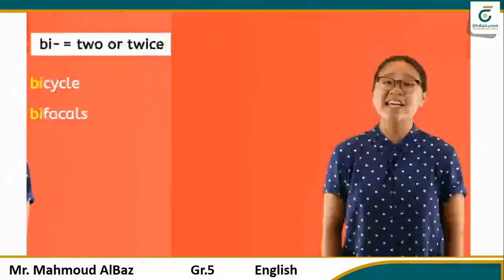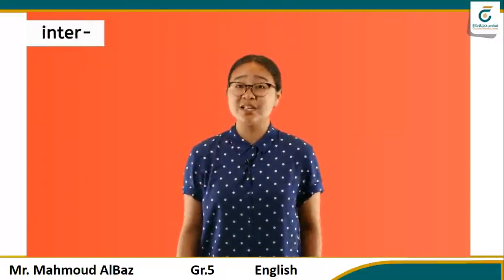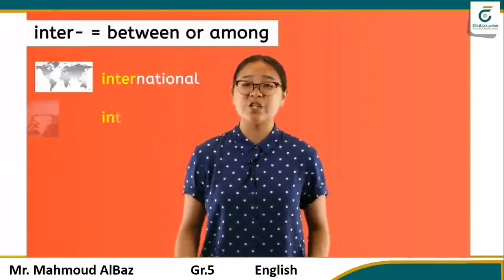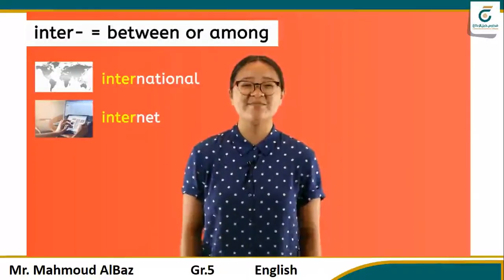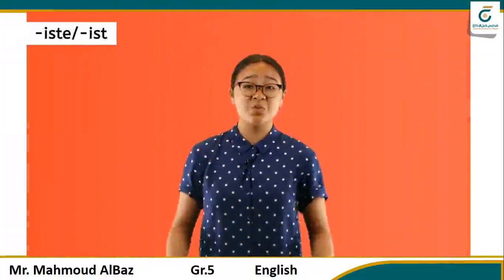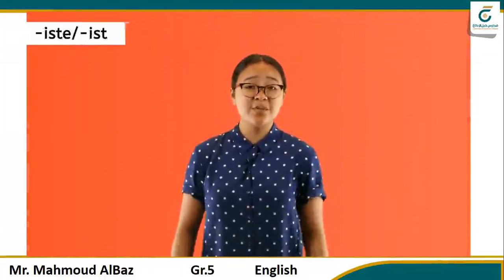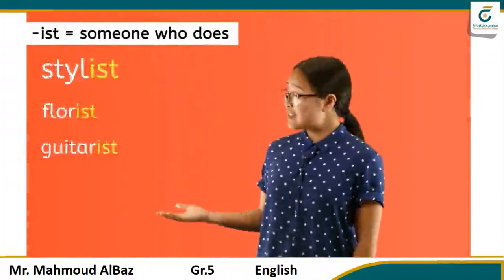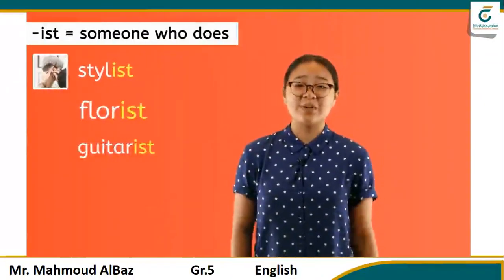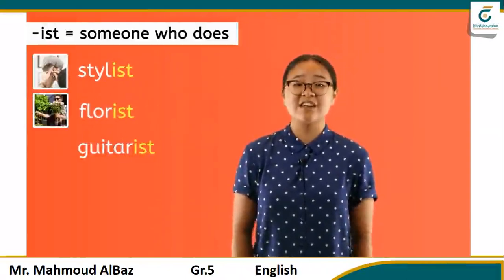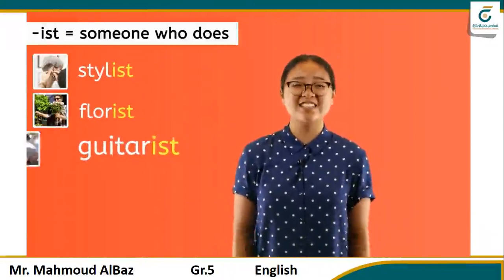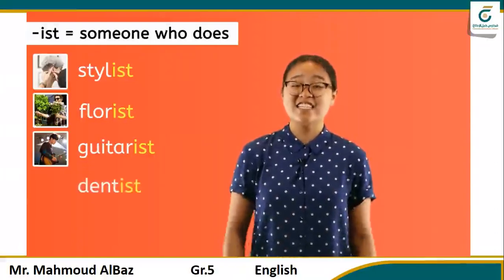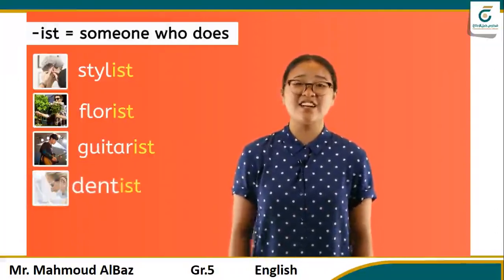Let's look at another root word. Inter is the Latin root meaning between or among. The word international then means between nations. The word internet means between networks. Fun, isn't it? Ist is a Latin root word, specifically from the French, that means someone who does. In English, we have dropped the final E in this root. A person who styles is called a stylist. A person who works with flowers is called a florist. A person who plays the guitar is called a guitarist. What would a person who cares for teeth be called? Yes, a dentist. Dent means teeth in French as well.